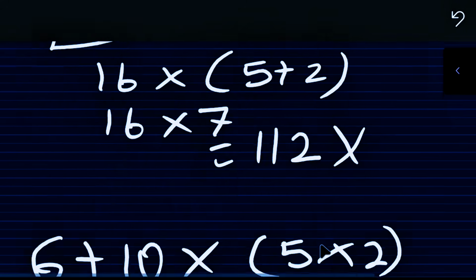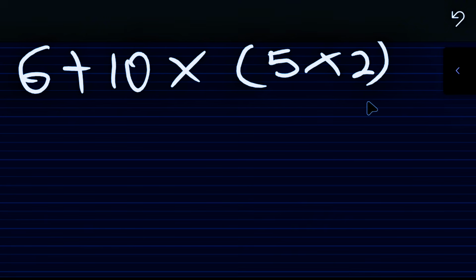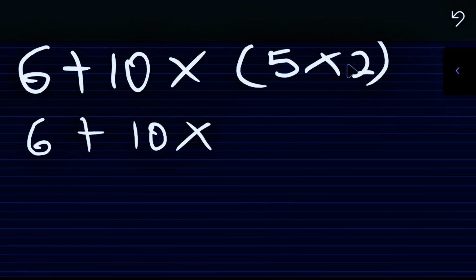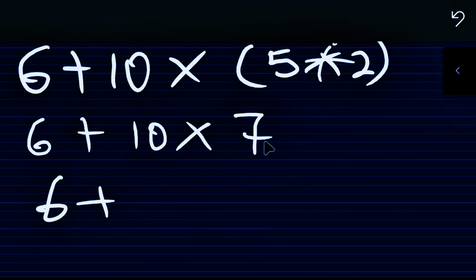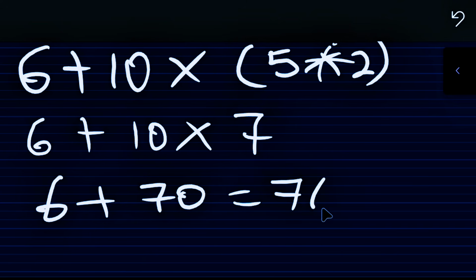But this is wrong because according to the order of operation, which is PEMDAS, we are to attend to the parentheses first because parentheses is of higher priority to multiplication and addition. So we have 6 plus 10 times 5 plus 2 equals... This is plus, sorry, not multiplication. This is plus. Okay, 5 plus 2 equals 7. So from here, remember that multiplication is of higher priority to addition. So we have 6 plus 10 times 7 equals 70. And 6 plus 70 equals 76 as the right answer.